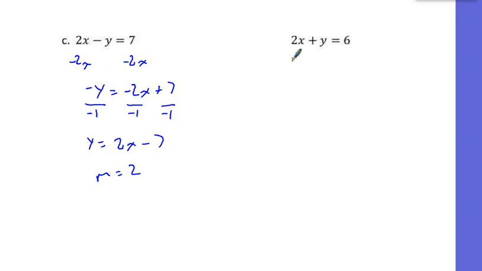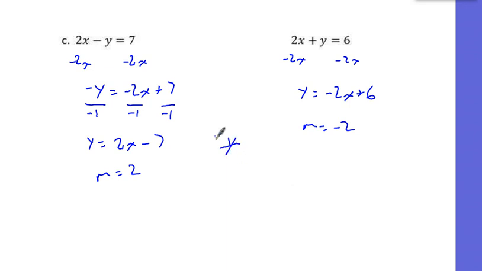The second line, we subtract 2x from both sides. Y equals negative 2x plus 6. The slope here is negative 2. Both slopes have a 2, but their signs are opposite. So these are opposite slopes, therefore perpendicular, you might say.